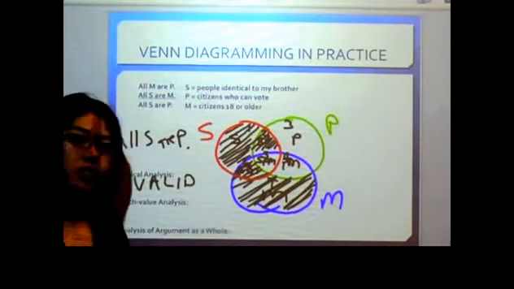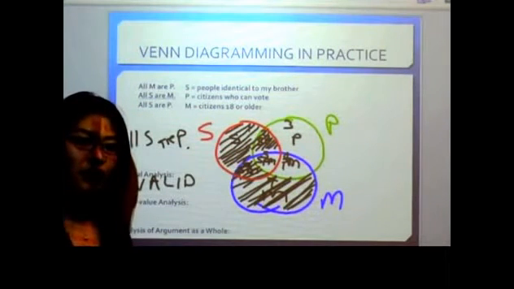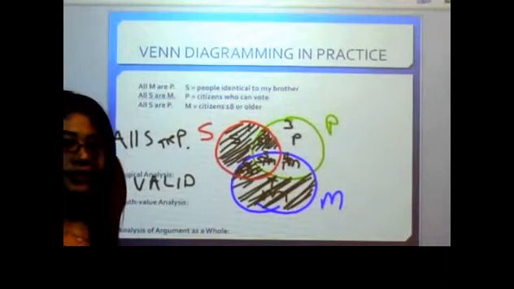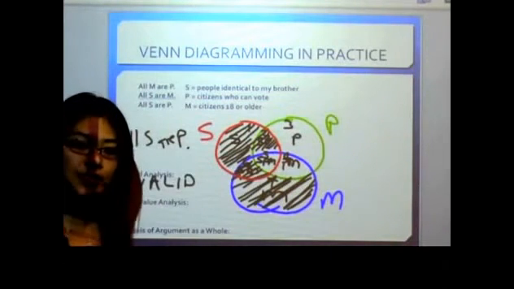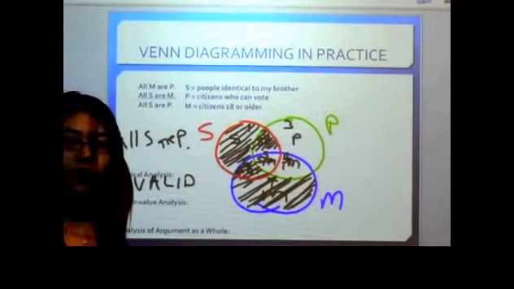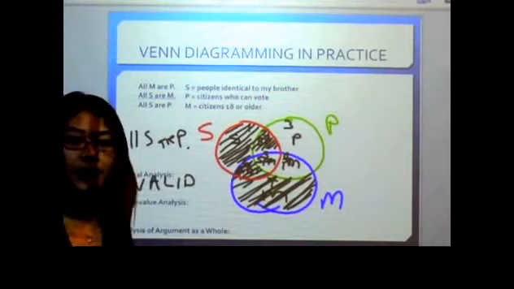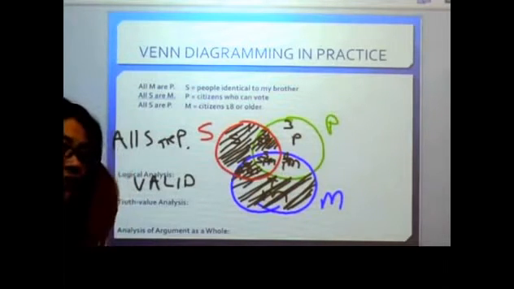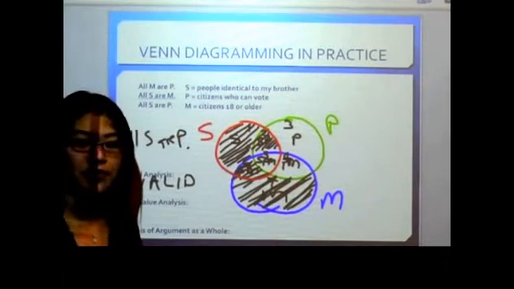So remember, logical analysis is distinct from truth value analysis. Logical analysis tells us whether the reasoning is good or bad. For deductive arguments, we want to know: is the reasoning valid, good, or is it invalid, bad? And this has nothing to do with the actual truth of the premises.